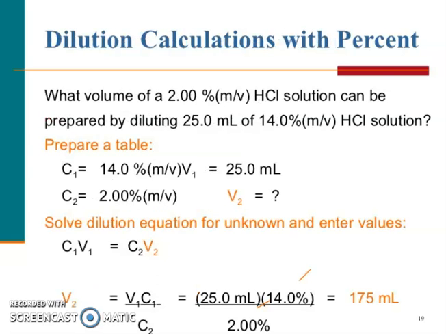So, dilution calculations with percent. What volume of a 2.00% m/V HCl solution can be prepared by diluting 25 mL of 40% m/V HCl solution, mass by volume? Prepare a table: C1, C2, V1, and you need V2. Solve the dilution equation for the unknown and enter the values C1V1 = C2V2. So V2 is equal to V1C1 divided by C2. Now you have all values. You put them in the proper place and you will get 175 milliliters.